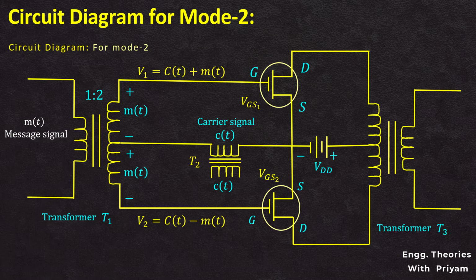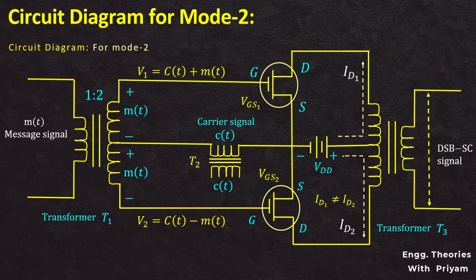Due to the voltage between gate and source, the MOSFETs will be in on condition. Then the drain currents ID1 and ID2 will be produced due to the gate to source voltages and the biasing voltage VDD. Since the applied modulating signals are 180 degrees out of phase, the MOSFET currents due to the modulating signals are equal but not opposite. Hence, they do not cancel out each other. So the two drain currents ID1 and ID2 will not be equal in amplitude. Thus, the sum of the two drain currents and the carrier signal will work as an input to the primary of the transformer T3, and the DSB-SC output will be produced at the secondary of the output transformer T3.